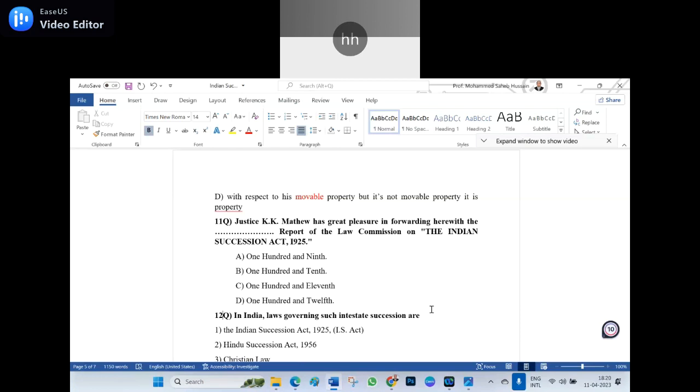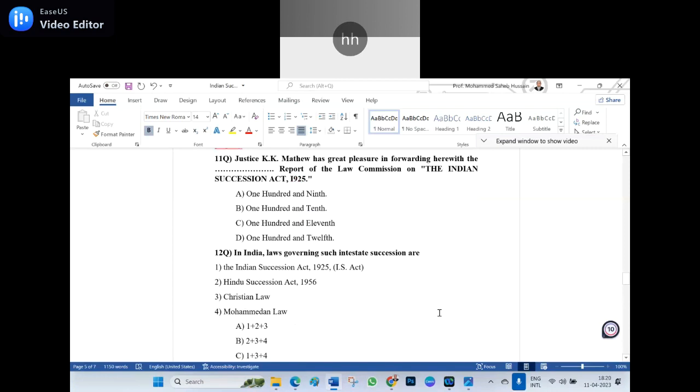Supplementary question. They may ask it. They don't give the dash and ask who is the justice. So K.K. Matthew has great pleasure in forwarding the 110th report of the Law Commission on the Indian Succession Act of 1925.